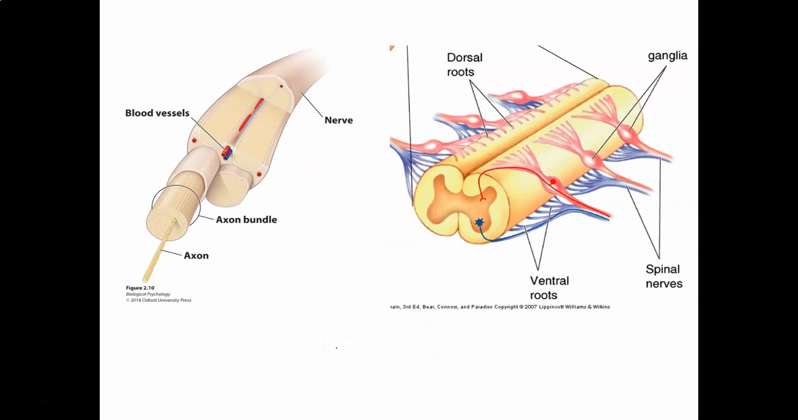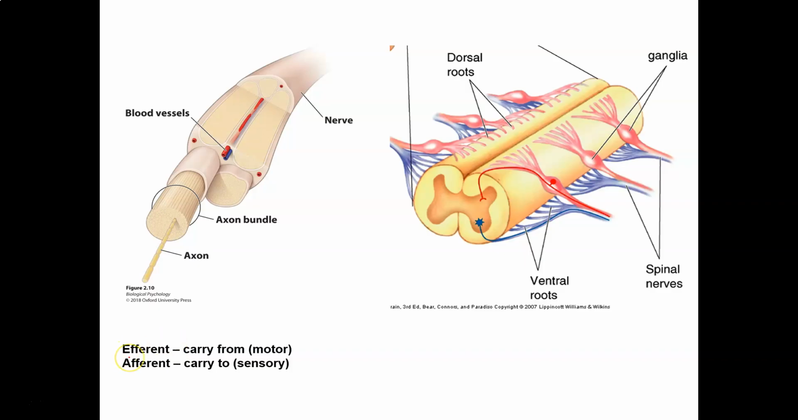I do want to spend a little bit of time talking about nerves. So nerves, even though they seem pretty small, they are actually made up of hundreds of thousands of axon bundles. Nerves are carrying information to and from the central nervous system and your body. So they are kind of the messengers of information to and from your body and the central nervous system.